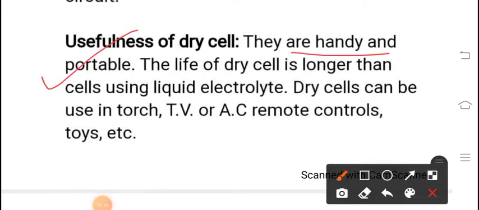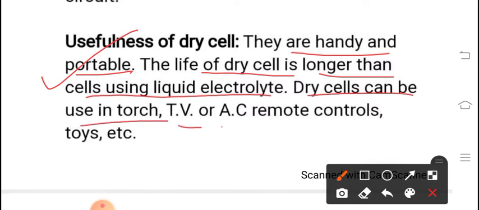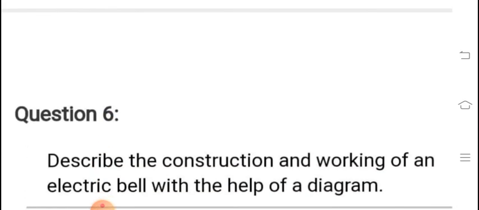Usefulness of a dry cell. They are handy and portable. The life of a dry cell is longer than a cell using liquid electrolyte. Dry cells can be used in torch, TV or AC remote controls, toys, etc.